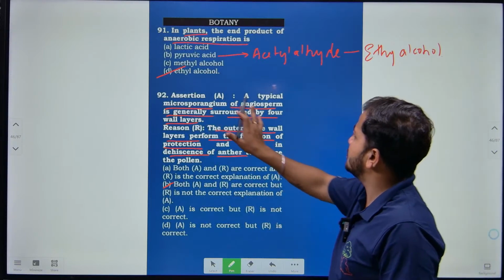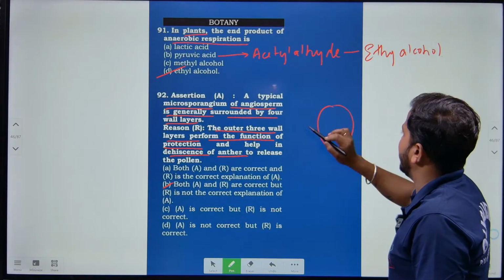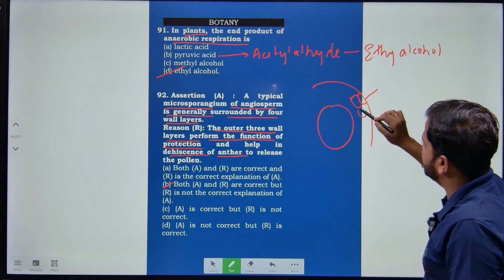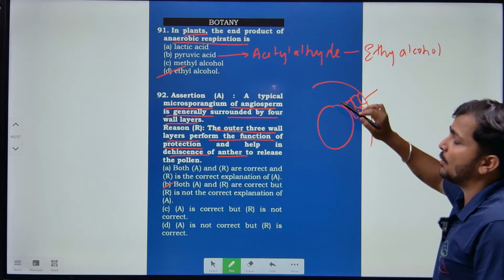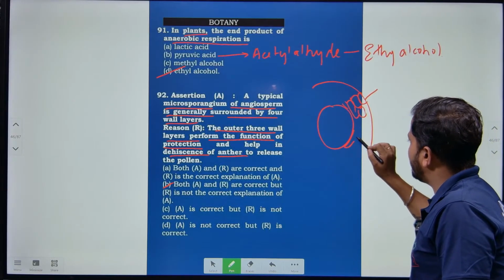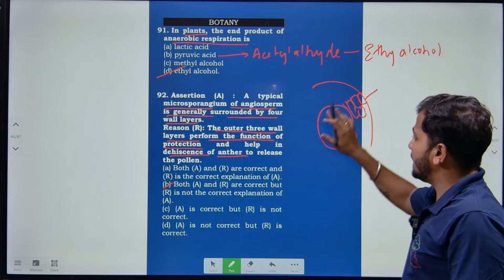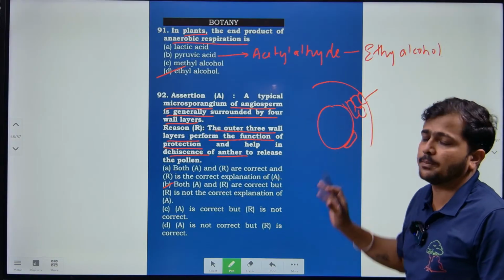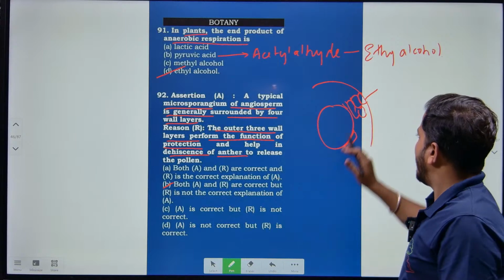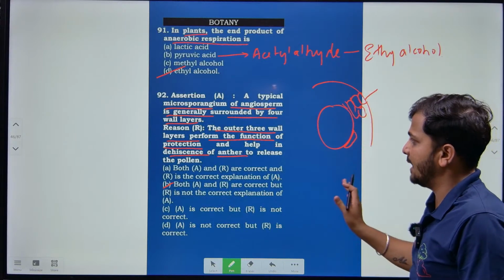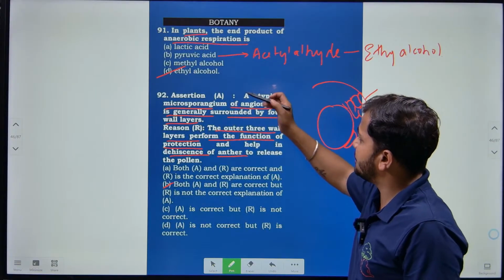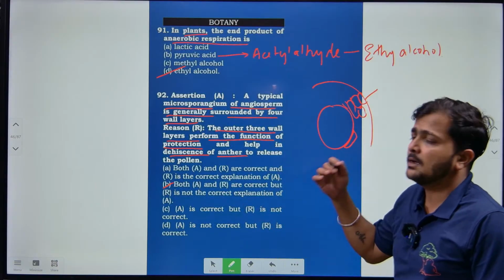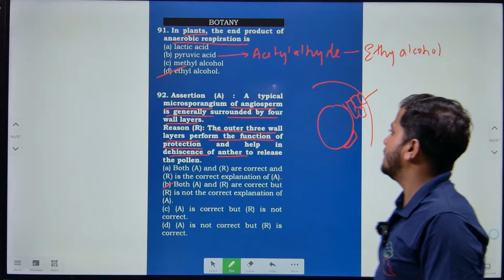Because the microsporangium is definitely made up of 4 layers, right? The 4 layers are the outer epidermis, then the endothecium, then 1 to 2 layers of middle layer, and following that we have the tapetum, right? The tapetum plays a very important role in the pollen sac, giving nutrition to the sporogenous tissue, right? And the remaining 3 are actually protective layers. So with respect to this assertion and reason, both of them are correct, but R is not a correct explanation of the assertion, right?